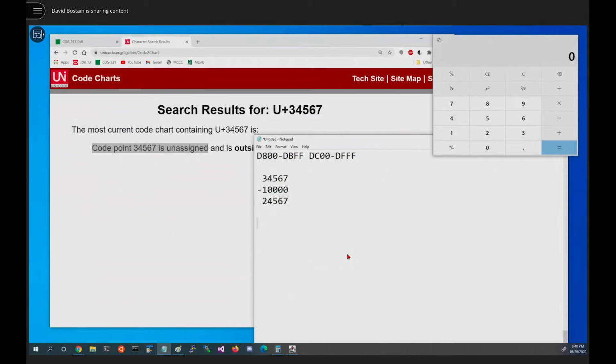Now, who was it a sec ago? Was it Nick that said, do we get to put this into binary soon? So let's put it in binary. 2, 4, 5, 6, 7.